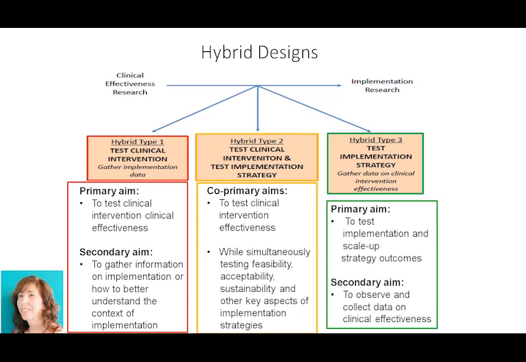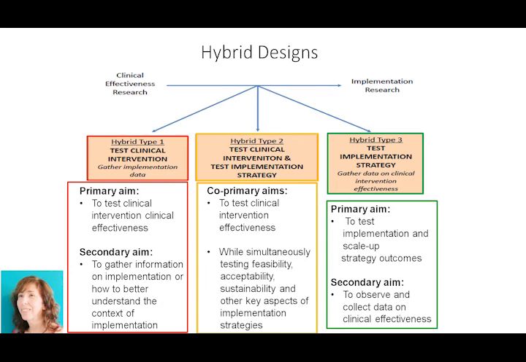In hybrid type 3 design, the primary focus is on implementation outcomes. The secondary focus is to observe or gather information on the clinical outcomes. A hybrid type 3 is essentially an implementation trial plus an evaluation of patient clinical outcomes. The primary outcomes are implementation outcomes such as adoption, fidelity, and sustainability. For example, the primary outcome is implementation, the secondary outcome is clinical effectiveness.